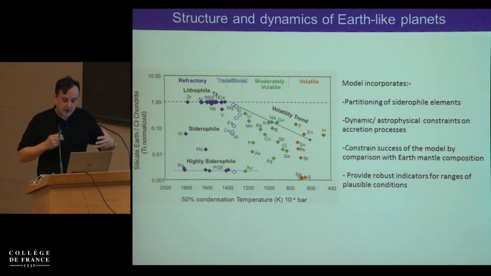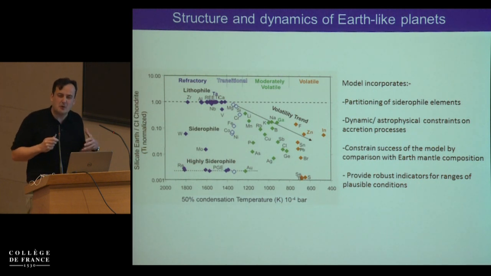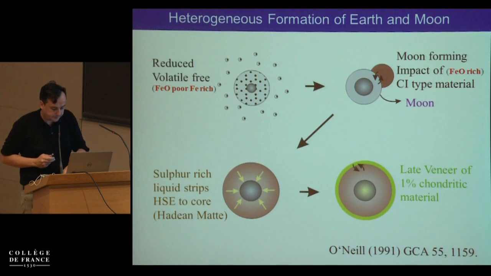Now, what I'm going to show is the way that we try and combine these dynamic models with geochemical partitioning, and we're not really trying to completely reproduce the accretion of the Earth and the separation of the core. We can't hope to really reproduce such a dynamic and stochastic process, but what we hope is to provide some robust indicators for the ranges of conditions and processes that may have been possible.